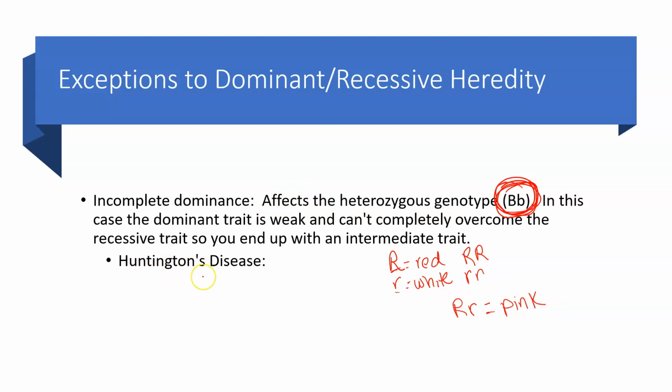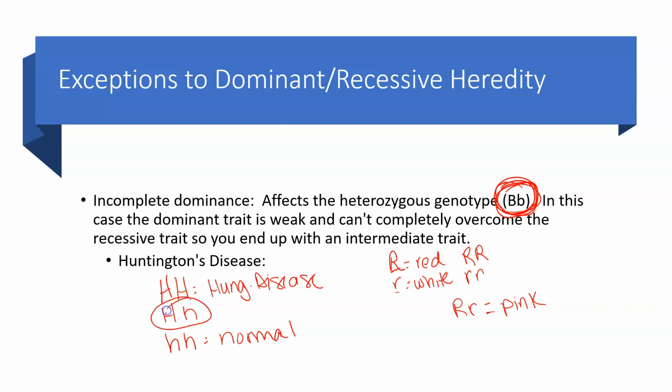Now, Huntington's disease is an example of this in humans, right? Huntington's disease is caused by a dominant trait, so we could put HH would mean that you have Huntington's disease. hh would mean that you were normal. But heterozygous, big H, little h, would give you a mild version of the disease. Okay, it's an intermediate in between this one and this one.